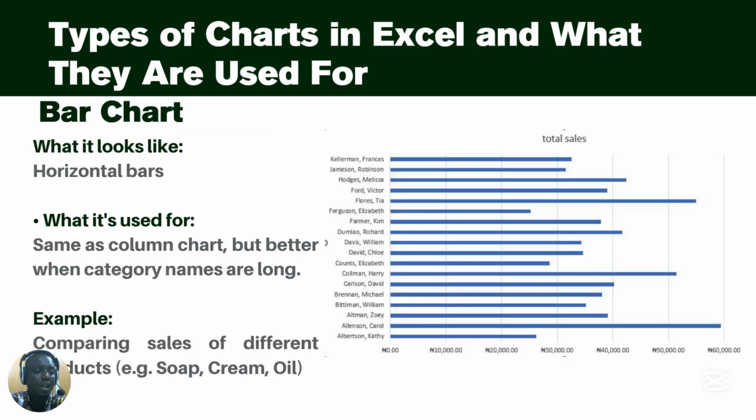So the next thing we have here is a bar chart. This is what a bar chart looks like. A bar chart is actually running from left to right. Note the difference between a column and a bar chart. The column is running from top to bottom, bottom to top, but the bar chart is running from left to right, just like your phone battery bars.